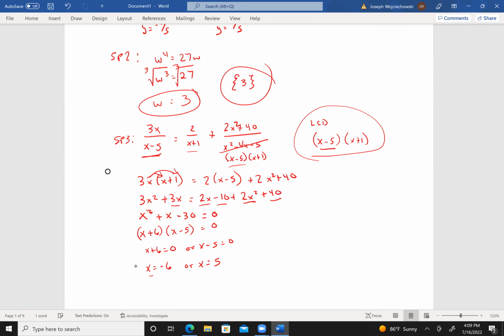Now, looking at negative 6, we go back up to our original equation, and it'll work. So negative 6 is part of the solution. However, looking at 5, I have a problem here. I get division by 0. So 5 is not part of the solution. My solution set is simply negative 6.